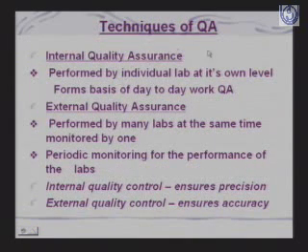Hence, in the techniques of quality assurance, internal quality assurance is performed by the individual labs at their own level and forms the basis of day-to-day work, which we have already discussed in our quality control. External quality assurance is performed by many labs at the same time, monitored by one, with periodic monitoring of the performance of these labs. Internal quality control ensures your precision, but external quality control will ensure your accuracy.